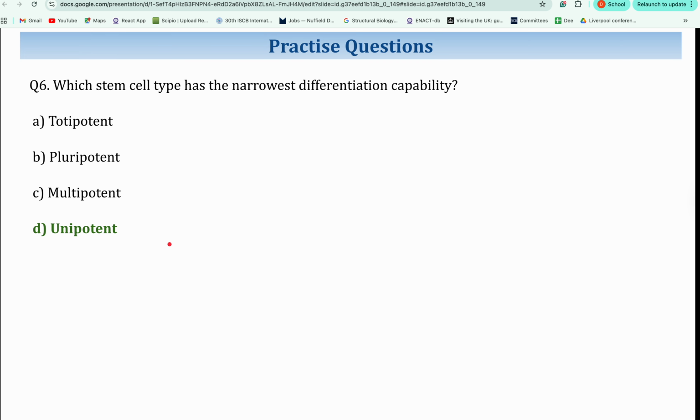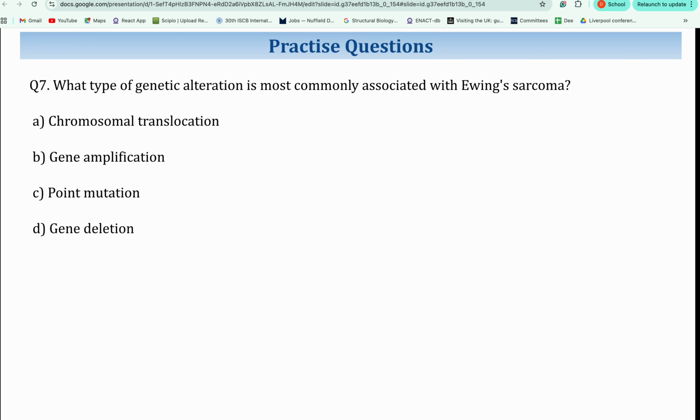So I hope it is clear till now. Okay, now one more fun fact I want to tell you is that these stem cells are also referred to as the blank slate cells of biology, because they are like blank slates. They can give rise to all the cells, so that's why they are also referred to as blank slate cells. Okay, so let's move to the next question.